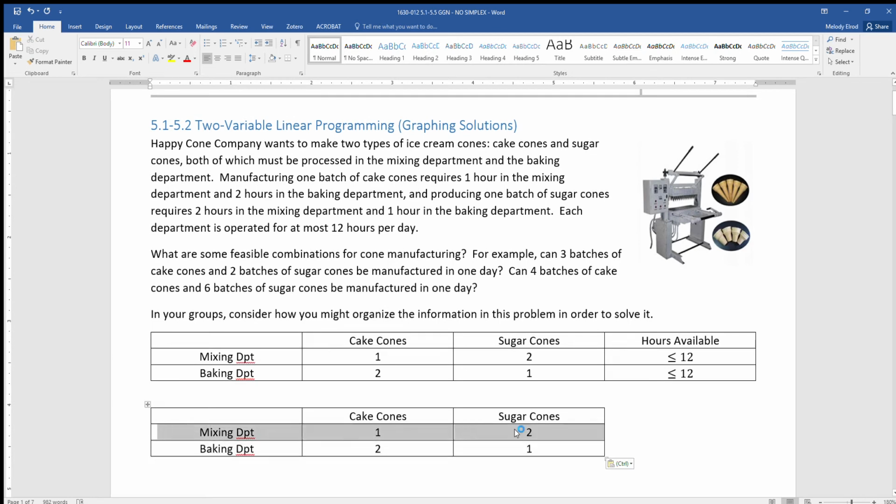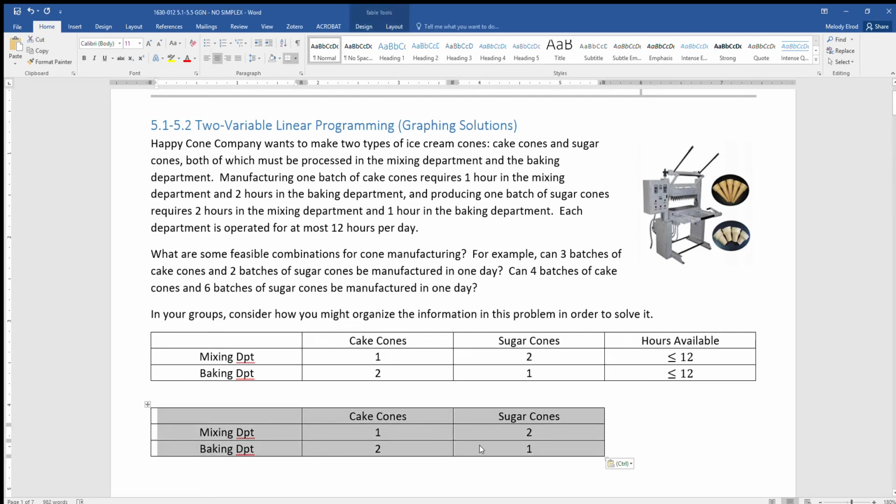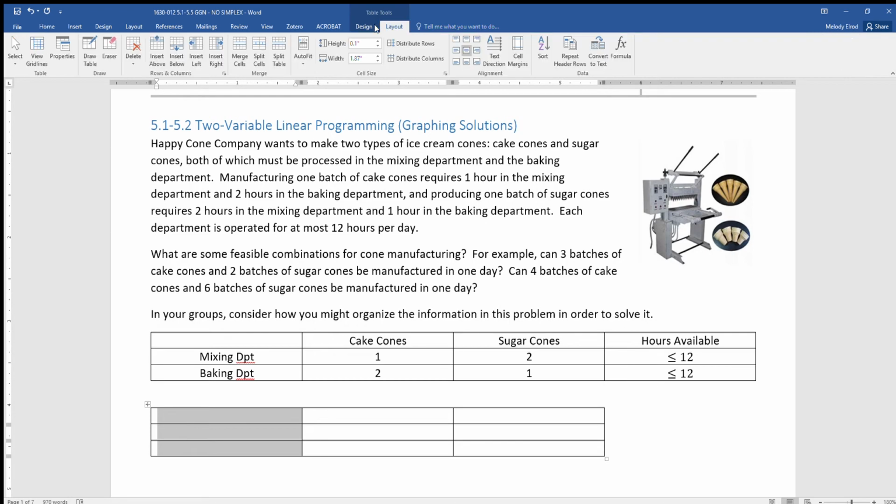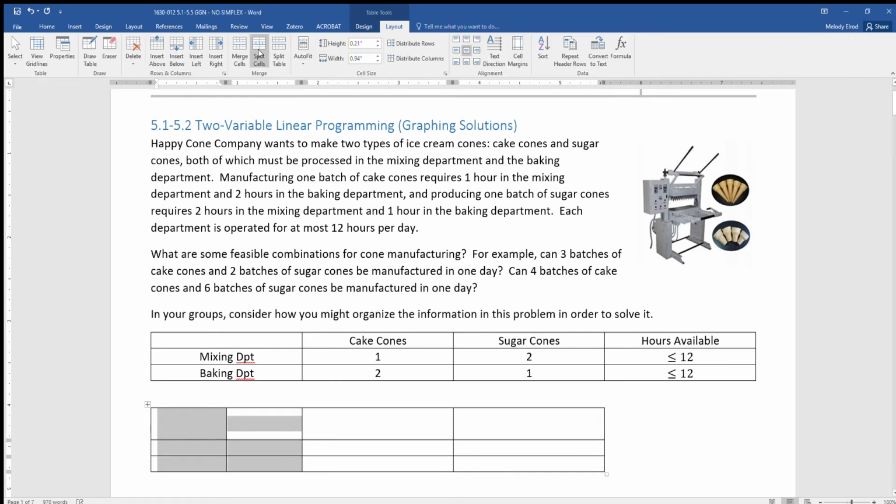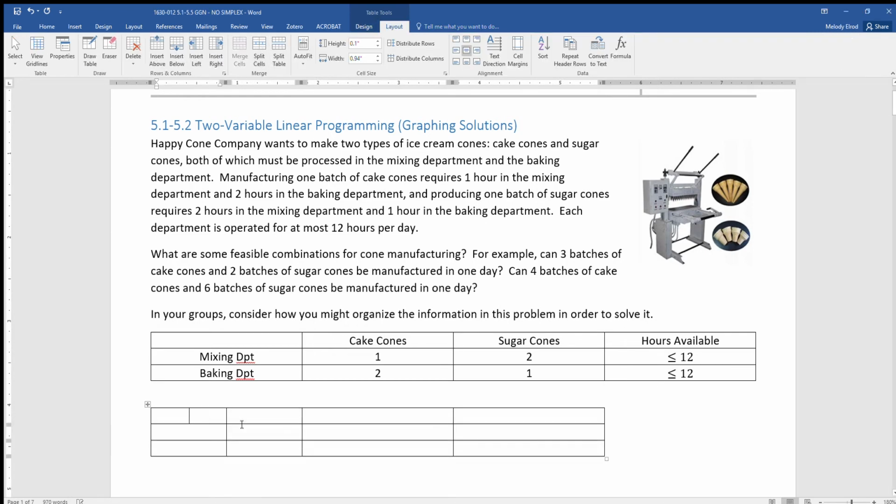So I'm going to kill this stuff off. Let's just delete this. Making a table is really easy. I just hate doing it over and over again. So I'm going to split these into 2 columns and call this cake versus sugar. And we wanted to know, could we do 3 batches of cake and 2 batches of sugar? Or could we do 4 of cake, 6 of sugar? What's possible? Got the mixing department, the baking department.